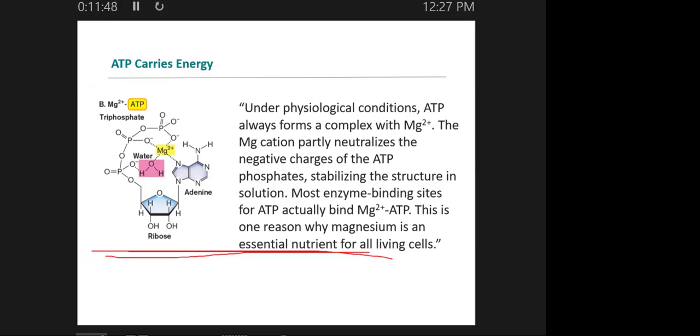Under physiological conditions, so in the body, ATP always forms a complex with magnesium. Most enzyme binding sites for ATP actually bind magnesium ATP. This is one reason why magnesium is an essential nutrient for all living cells.